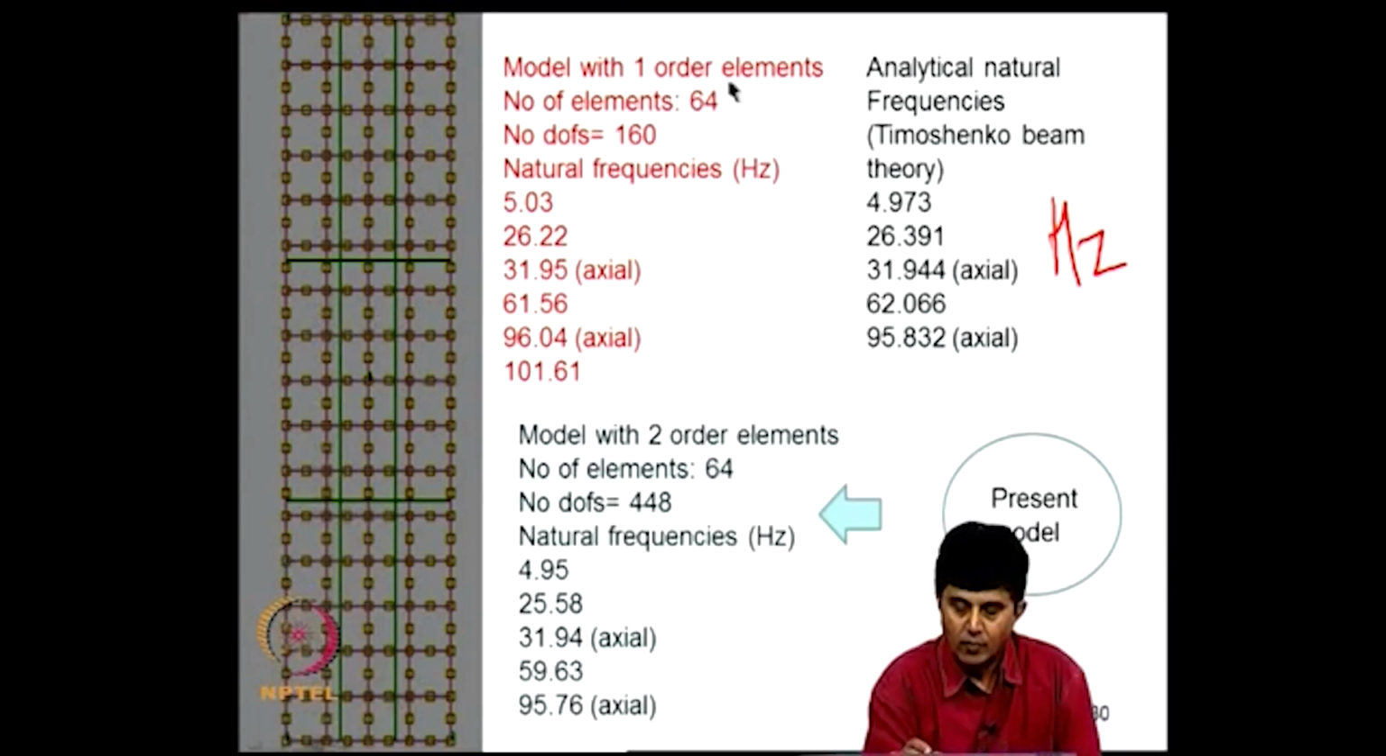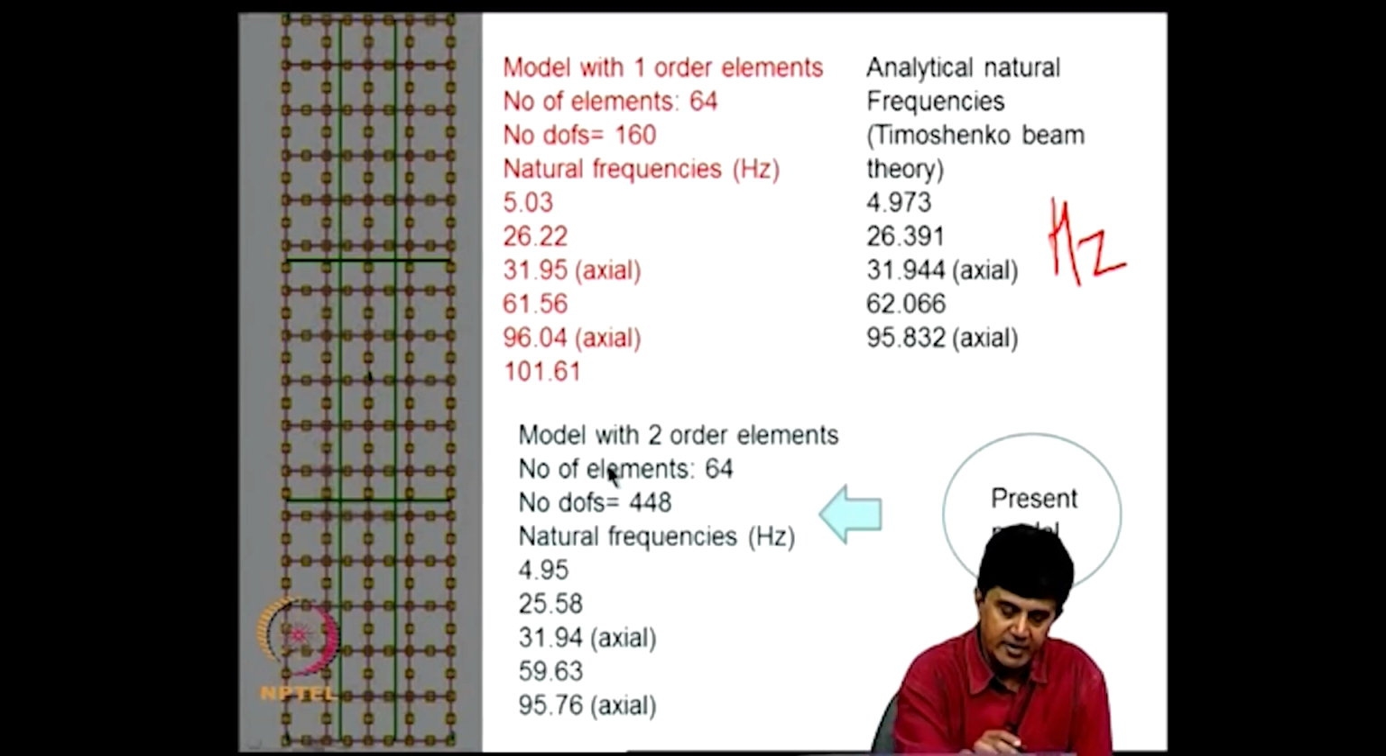Now, we discussed this model in the previous lecture. We used 64 elements with first order elements, that means we used 4 noded quadrilateral elements, actually they were rectangular elements here, and the degrees of freedom that the model had was 160. Now, what I have done is we have retained the same mesh and same element configuration, but now the elements are modified to be second order elements, that means they are now 8 noded quadrilateral elements. So, the degree of freedom increases to now 448, and the natural frequencies from 5.03 I come to 4.95.